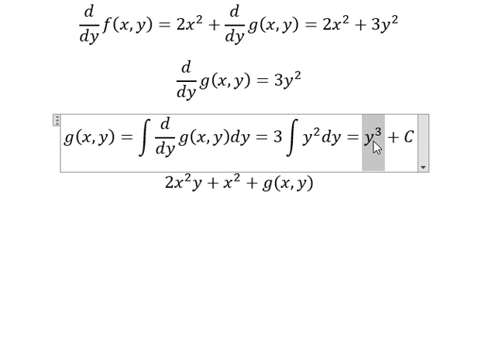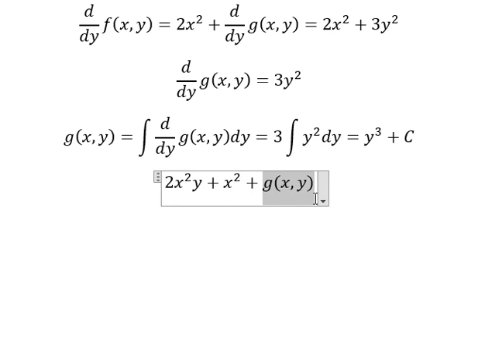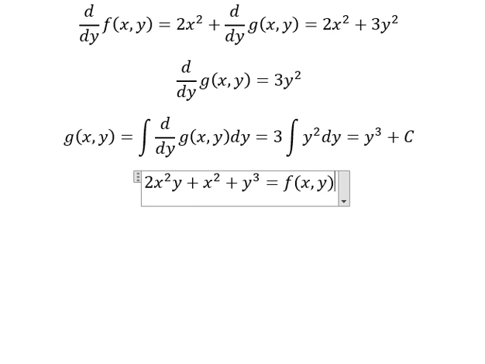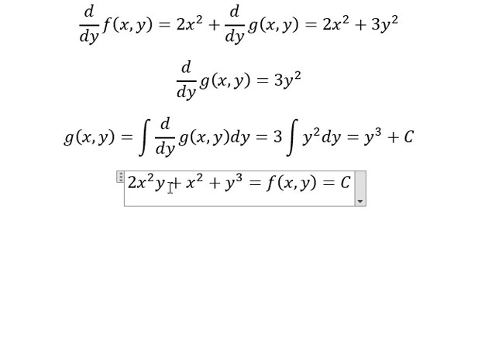3xy equals to this one. And we know that this one equals to f(x,y). f(x,y) equals to c. And now we can simplify like this.